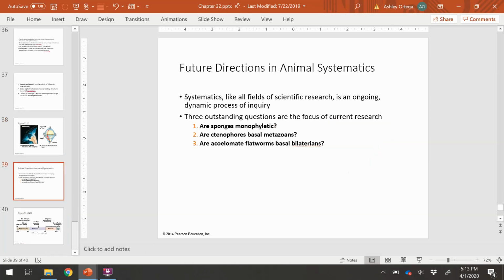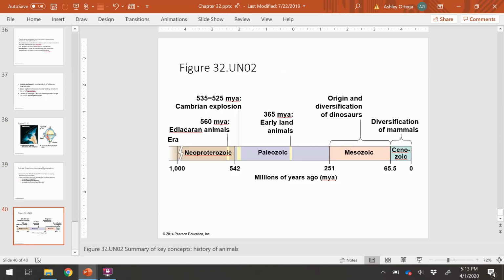And so in terms of animal systematics, there's always inquiry going on. And so these are some questions that are the focus of current research. If you're interested in this type of topic, those are some good places to start. And this last one is just a figure at the end of the chapter. So in terms of eras, while I don't focus on it, it's here for you. So, I think that wraps up chapter 32.